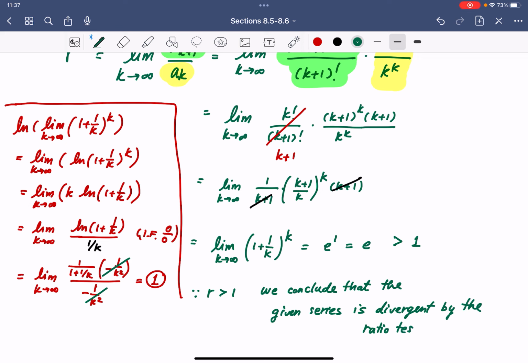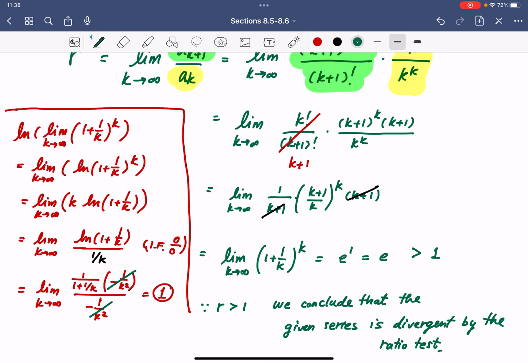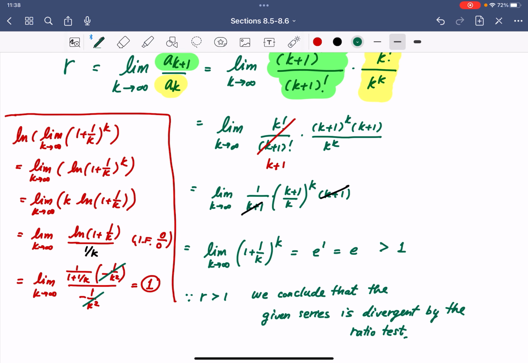Yeah, this type of question is a little bit harder compared to before, because once you simplify, you hit the L'Hopital rule, and then you have to adjust the limit by using the L'Hopital rule one more time. But at the end, once you get your r, you get something bigger than 1, so it's going to be divergent by the ratio test.